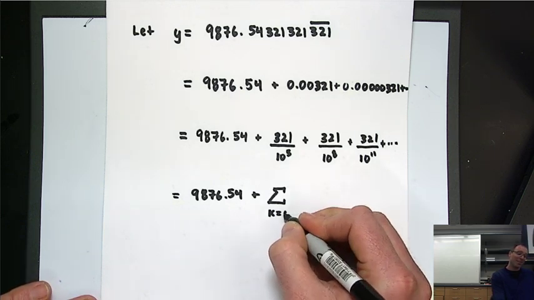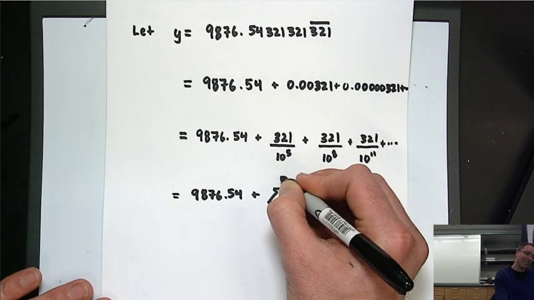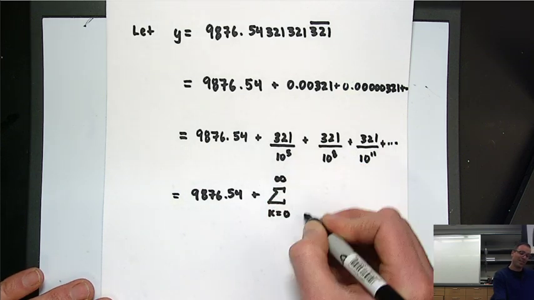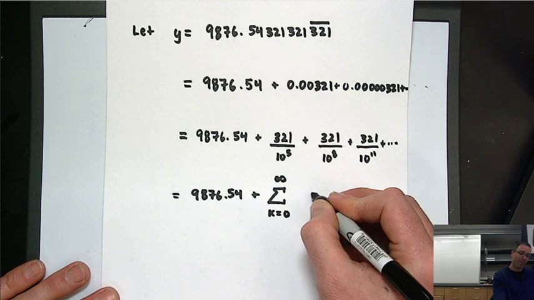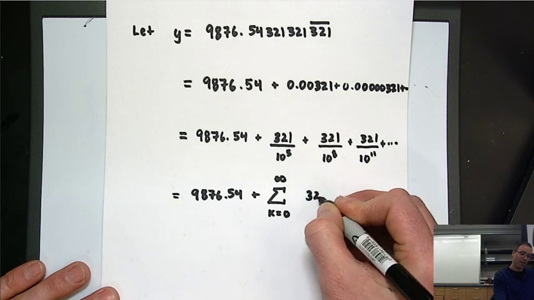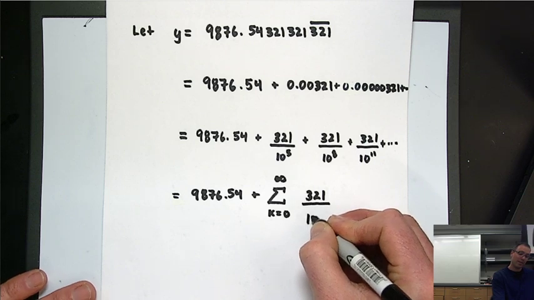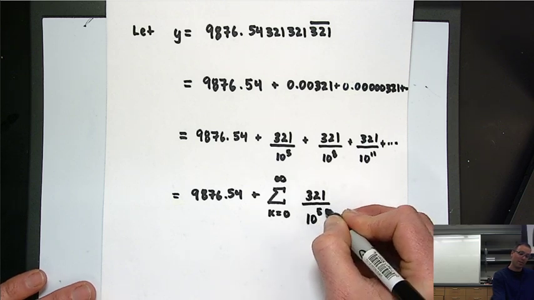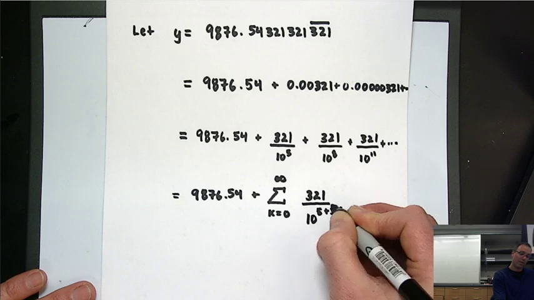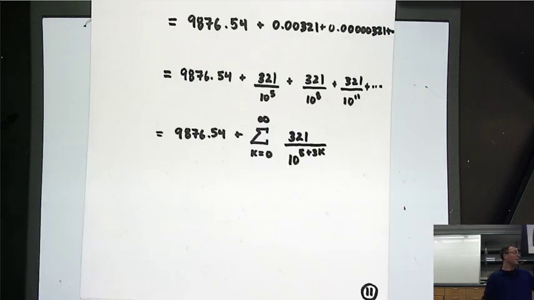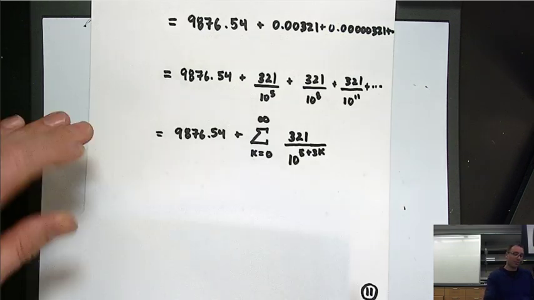My feeling would be 0 would be kind of nice, wouldn't it? Because then we just do the math. So now we've got 321 over 10 to the power of k plus 3k plus 5, right? And then maybe we need a review.